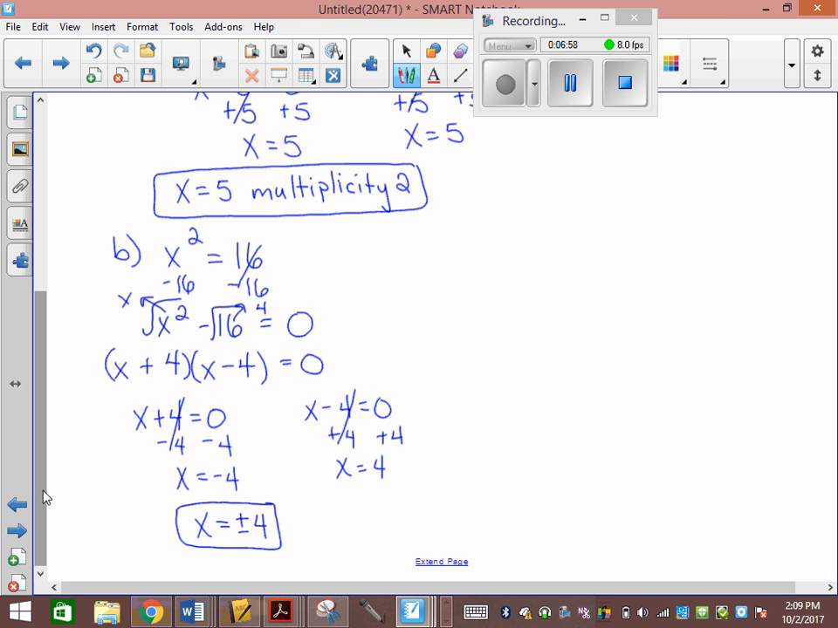So do you see there's literally just one extra step? You just take your solution, set them each equal to 0, and solve. So as long as you can factor, it's really easy. If you can't factor, this is impossible because you won't get the factors and you won't be able to solve it. So try this one on your own.